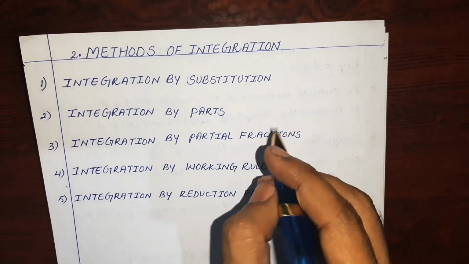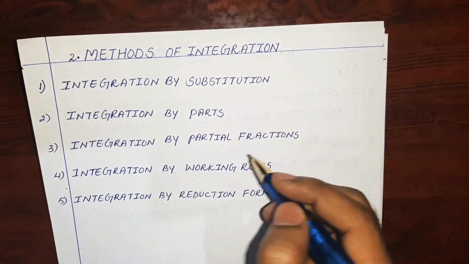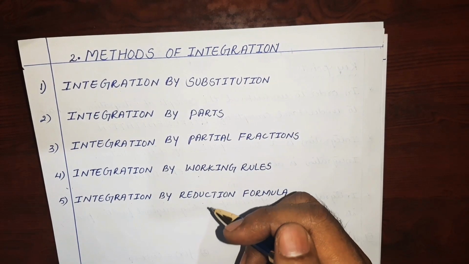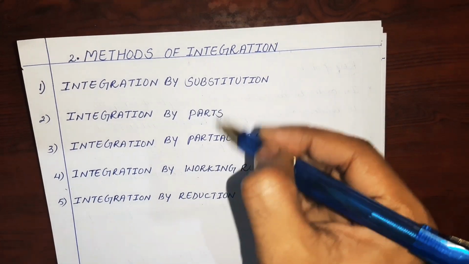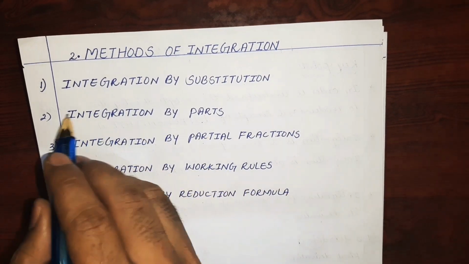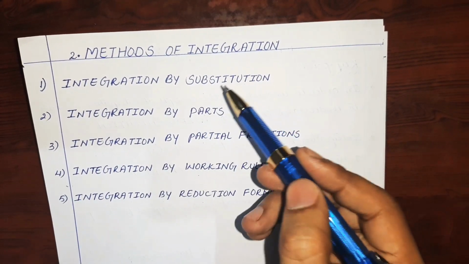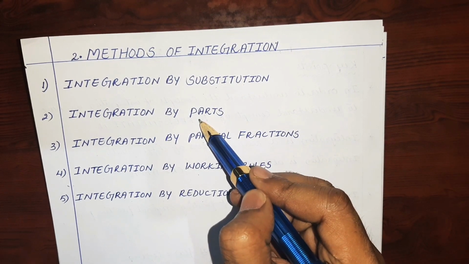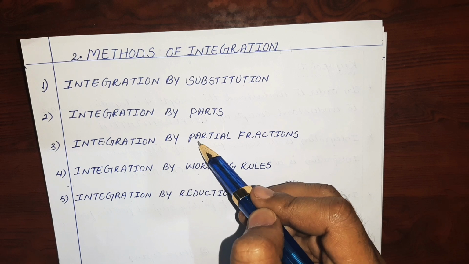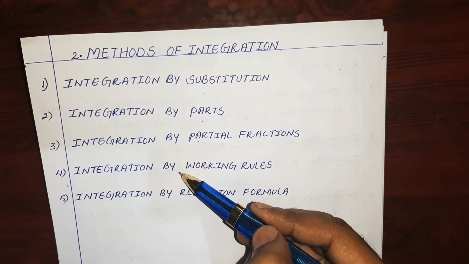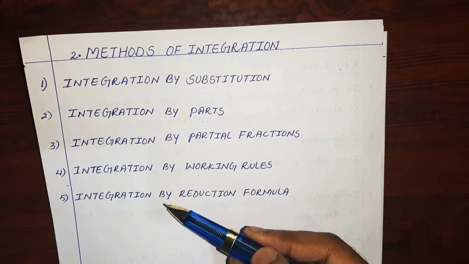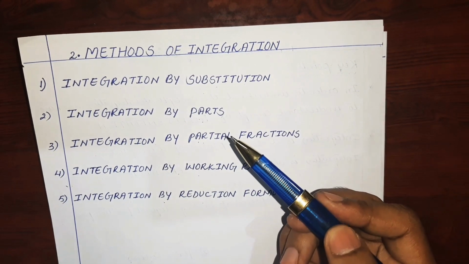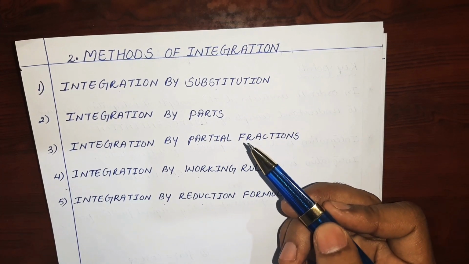So, as you know, in this series we are going to start our indefinite integration. For that, I would like to tell you how many types of methods we are using in this complete chapter. The very first method is integration by substitution. Second one is integration by parts. Third one is integration by partial fraction. Fourth one is integration by working rule. And the last one is integration by reduction formulas. So these are mainly 5 methods we will use in indefinite integration.